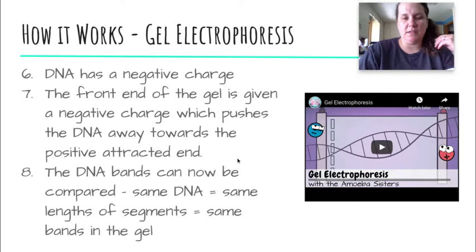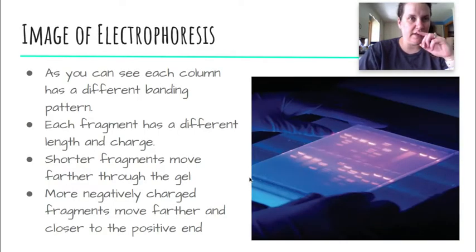It's the same bands in the gel. Watch our little Amoeba Sisters video. I know y'all love that. And then you can see the different banding patterns that happen. A lot of times they put a dye in it so you can usually see the DNA patterns. A lot of times they'll put a UV or some sort of dye that when you put it under UV light, then you can see it.